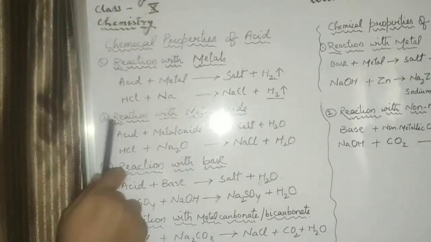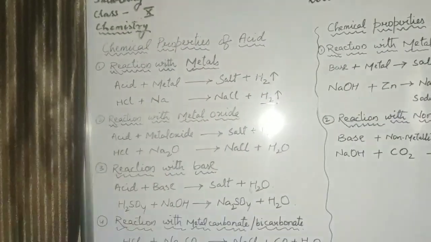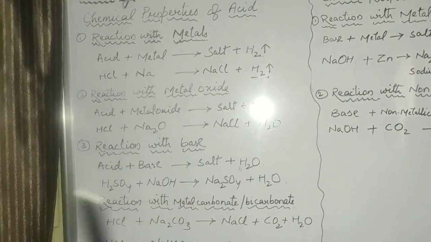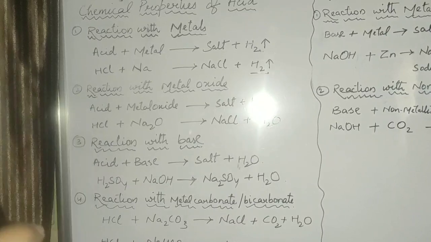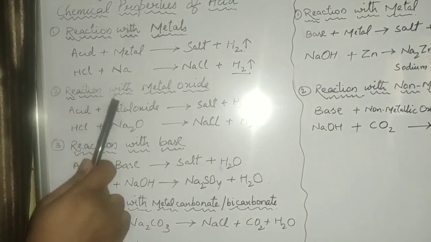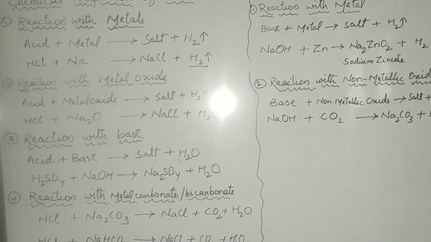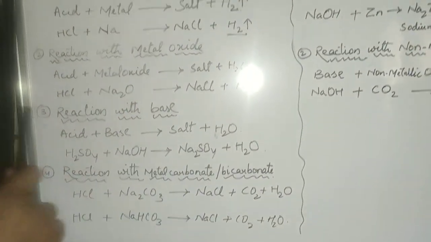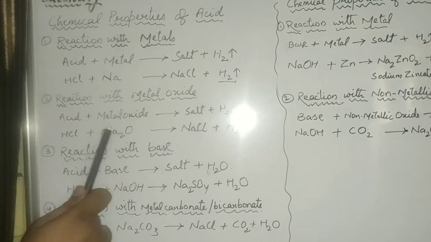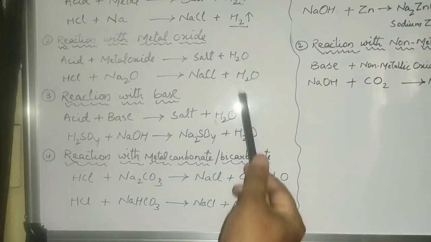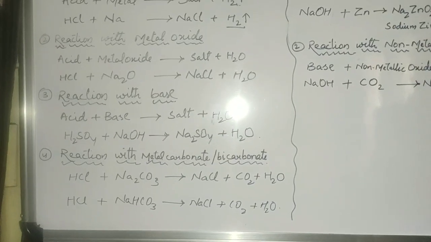Now, second, the reaction with metal oxides. Generally, metal oxides are basic in nature. So, acid plus metal oxide gives rise to salt and water. For example, hydrochloric acid and sodium oxide give rise to sodium chloride and water, H2O.